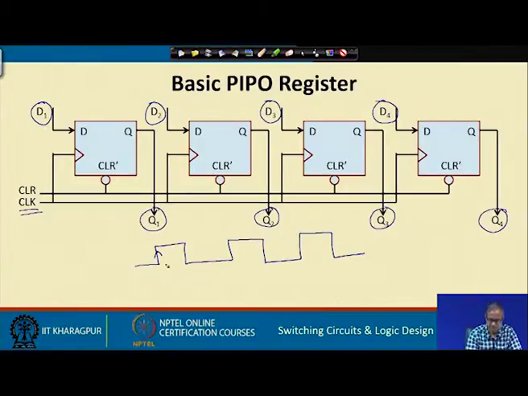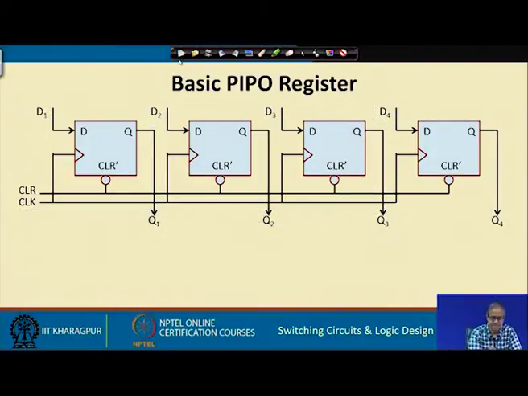Of course, after the clock comes, there will be a small delay. This delay will be determined by the propagation delay of the flip flop. After that the output Q will change state, whatever you are applying in D1 will go to Q1 and so on. And this flip flop, as you can see, also has a clear input which is active low, because this bubble that we are showing here means it is active low. Active low means whenever clear is 0, the flip flops will be cleared. So, if you connect this clear input to all the 4 flip flops, whenever you want to clear them to all zeros, you can do it.